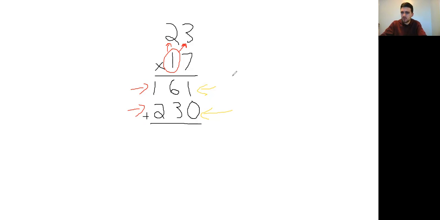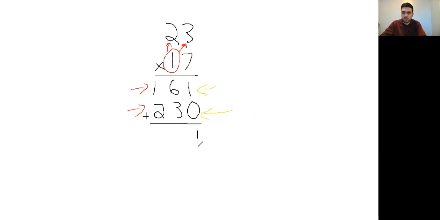The reason why this works, by the way, if you're interested in the math behind the math, is because 161 is 7 times 23, and 230 is 10 times 23. So you can actually split up 17 into 7 and 10. But again, that's kind of the math behind the math. You don't necessarily need to know why that works. You just need to know that now we need to add those 2 numbers together.